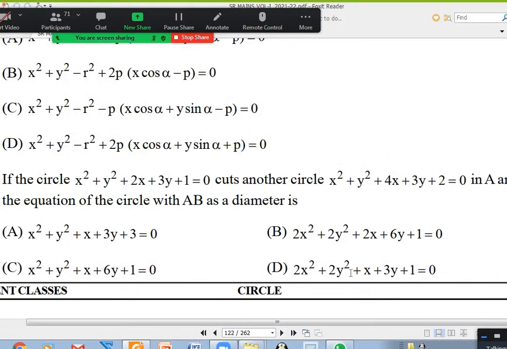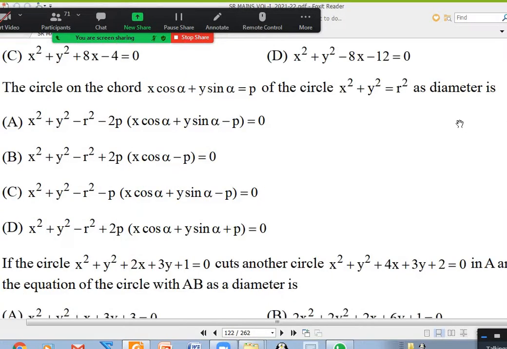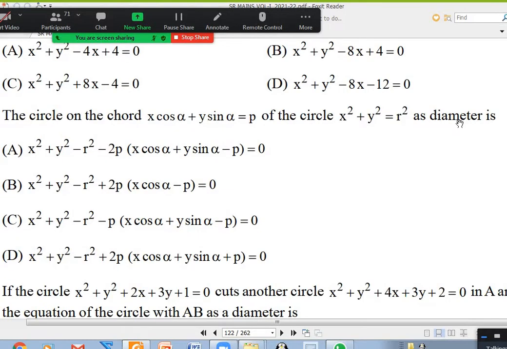Okay, 166 done. Any doubt about 165? 164.